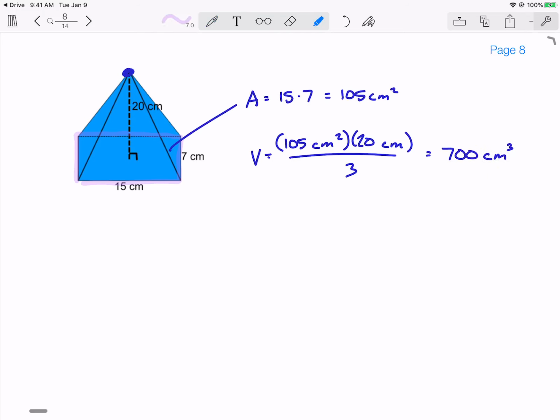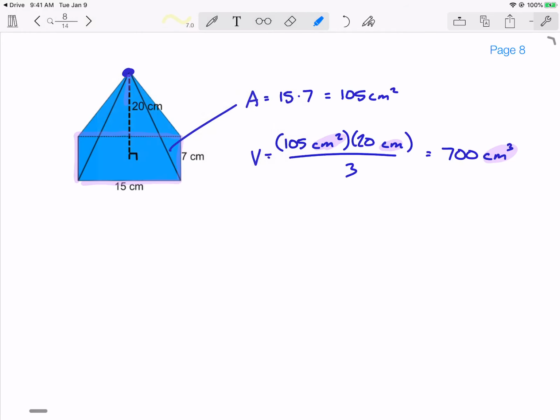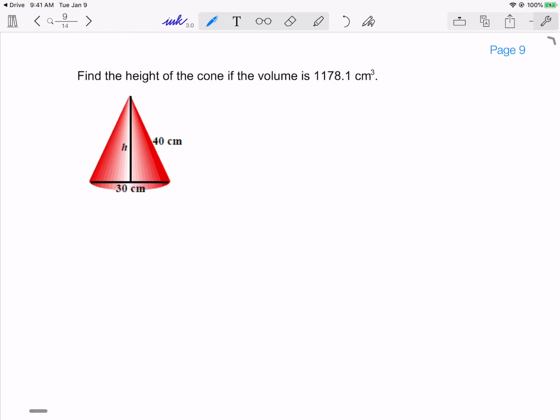So here you can see where I'm actually analyzing the units. Centimeters squared times centimeter gives you centimeters cubed. So key thing you got to recognize is that height is always perpendicular to the base. Let's see if we can get a color to pop here. So that height is perpendicular to the base. It's the shortest distance from the base to the point.